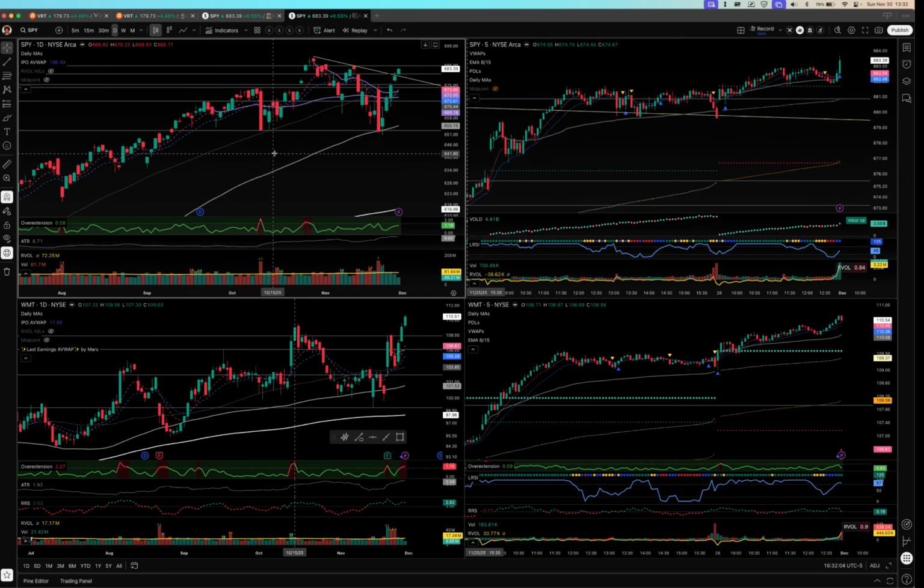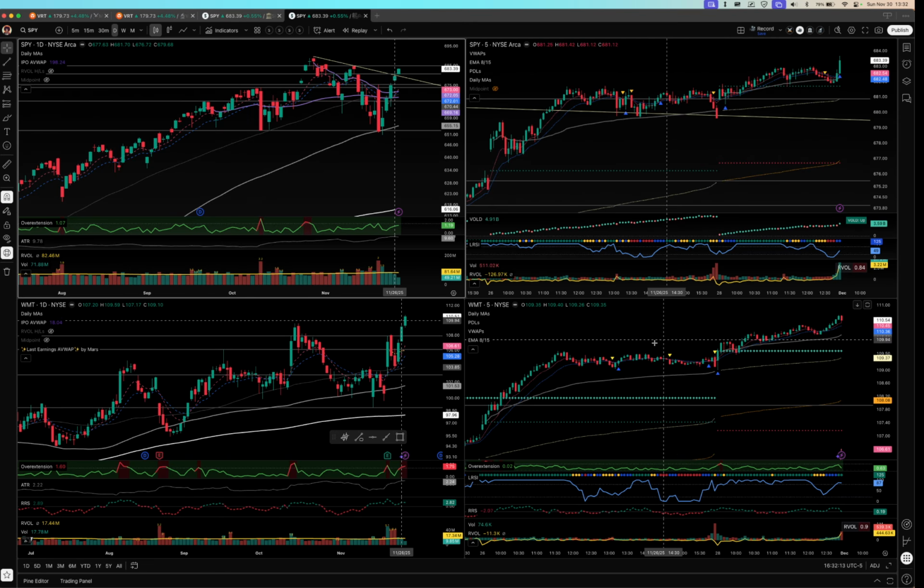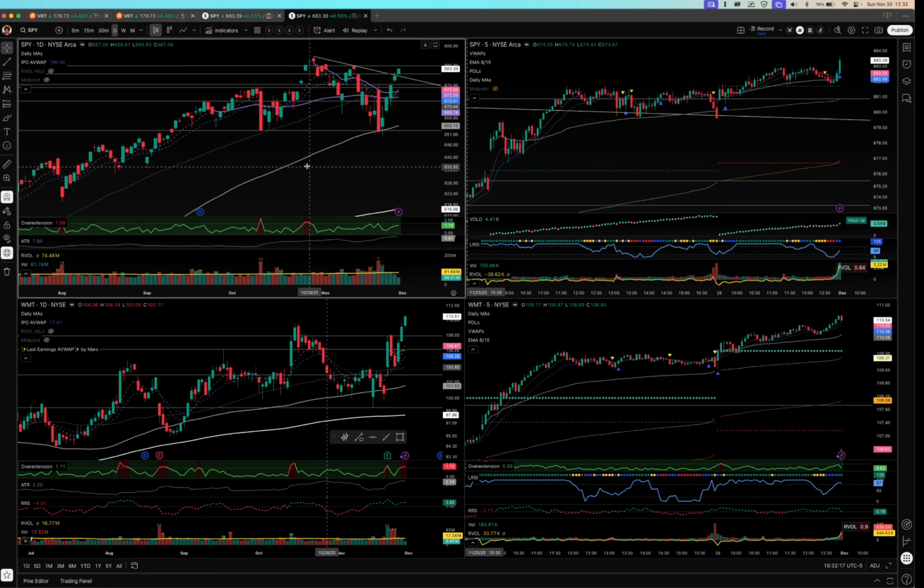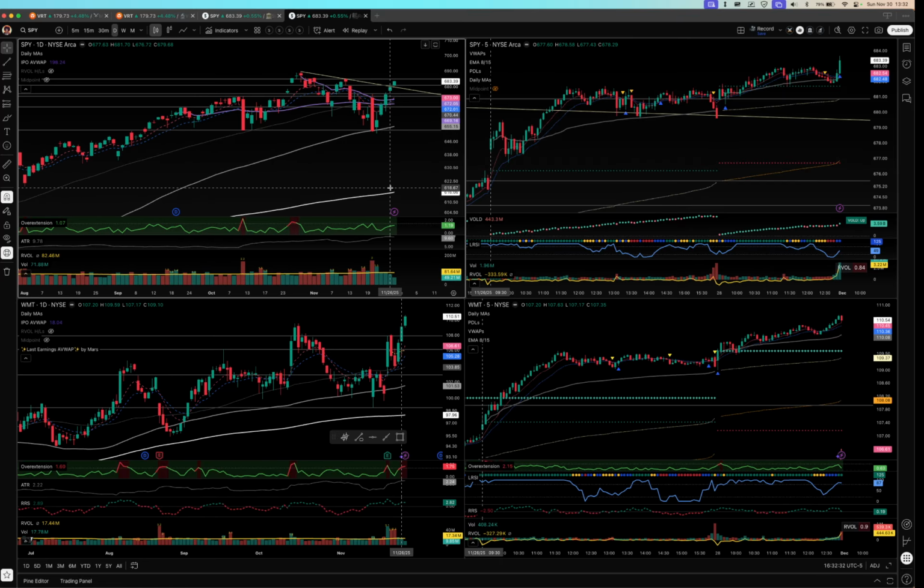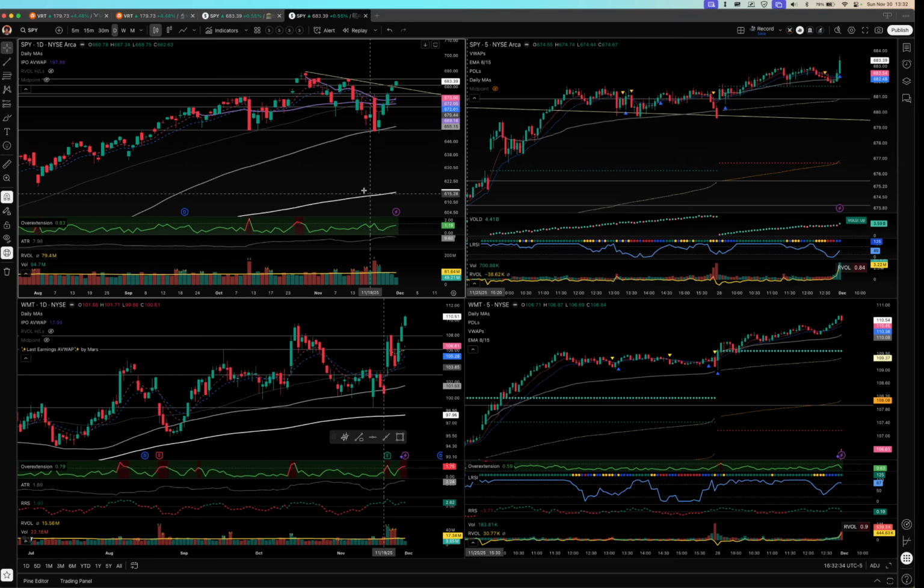On the top here, you'll see that we have the SPY D1 on the top left-hand corner, the SPY M5 on the top right-hand corner, stock D1 on the bottom left corner, and the stock M5 on the bottom right corner. I'll go over these indicators pretty quickly. On the daily chart, I have the simple moving averages: the 50, which is this gray line, the 100, which is this lighter gray but thicker line, and then the 200, which is this white line, and that's the same on the stock D1 here.